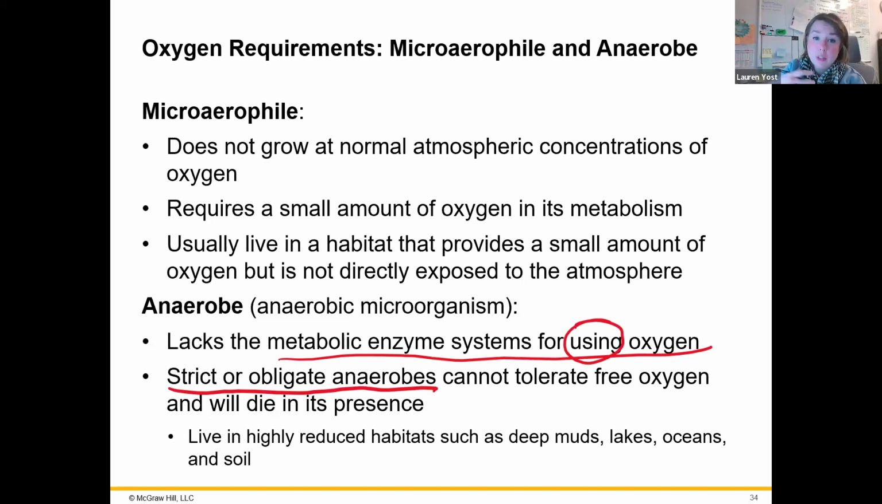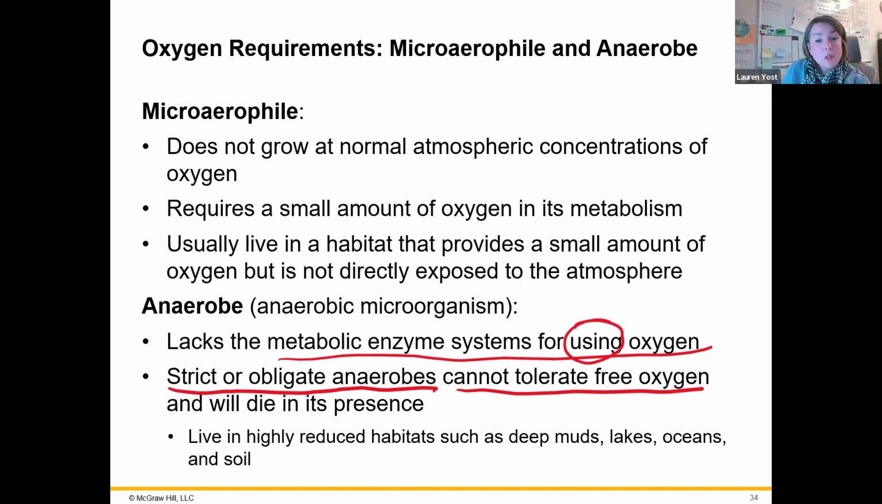Anytime you hear obligate, it means like obligated. You have to do it. That's what obligate means. Obligated means you have to do it. So obligate anaerobes means they must be anaerobic. True obligate anaerobes cannot detoxify oxygen products. They cannot tolerate oxygen at all. So these are the guys that don't use oxygen and can't detoxify it.